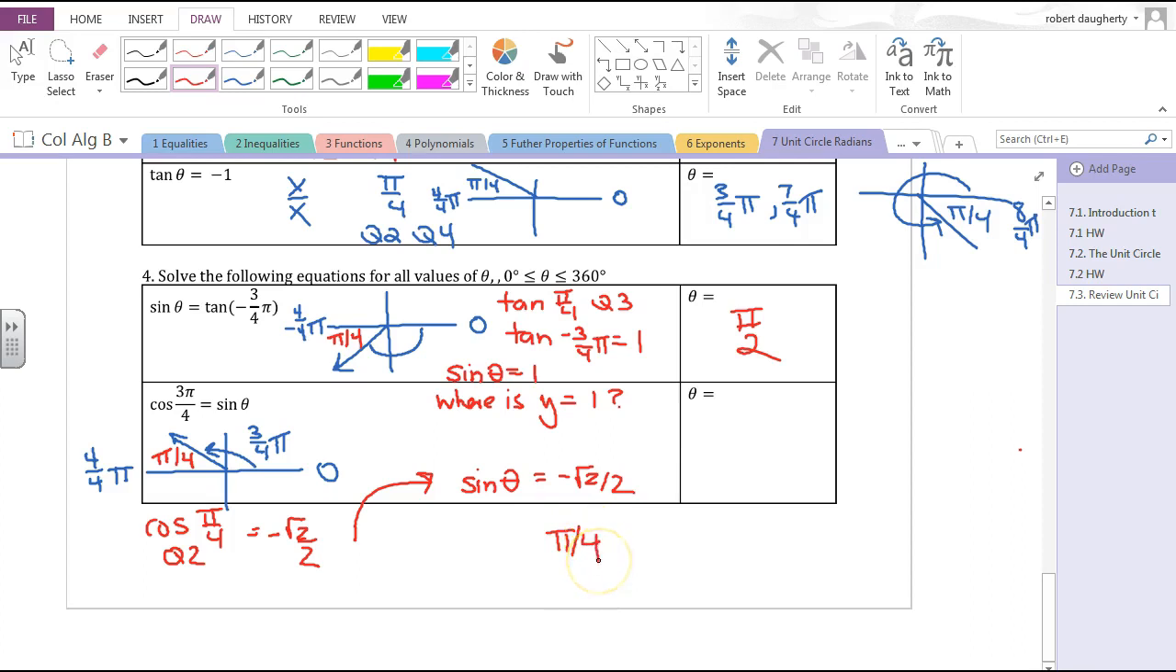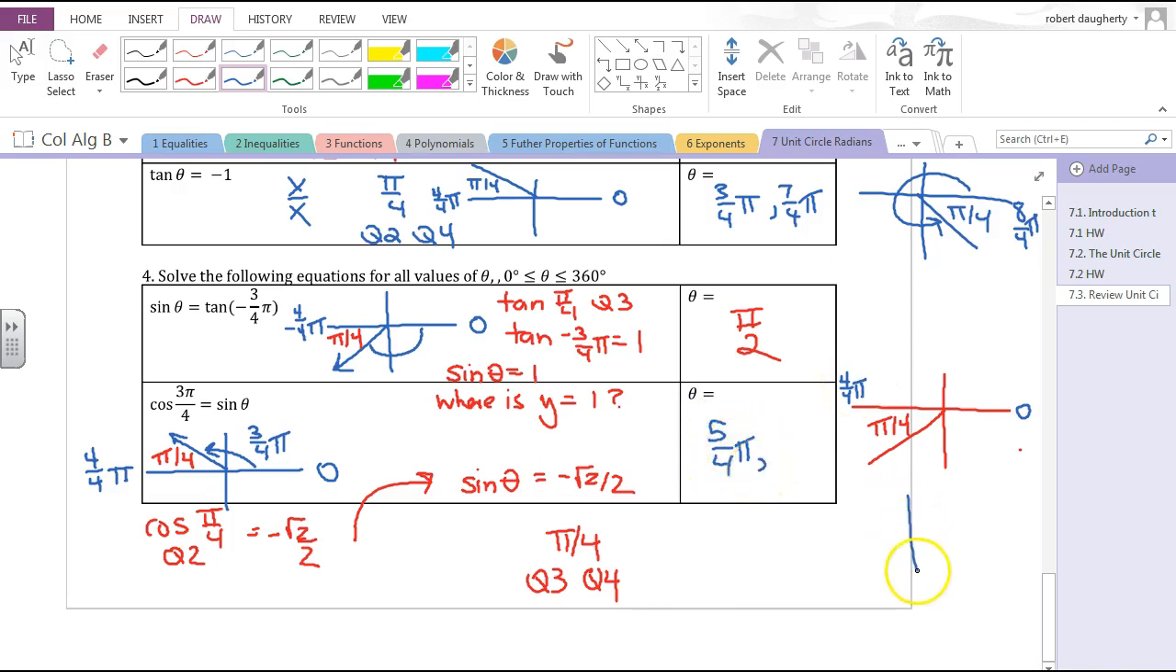But where is the sine negative? Sine is negative in quadrants 3 and quadrants 4. So what does a pi over 4 angle look like in quadrant 3 and quadrant 4? So if this is pi over 4 in quadrant 3, this is 0, and this is 4/4 pi. So this angle is 5/4 pi.